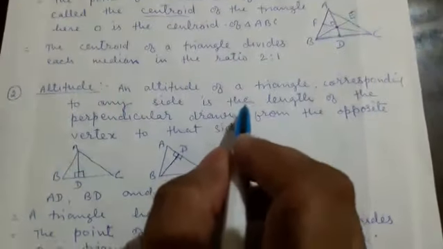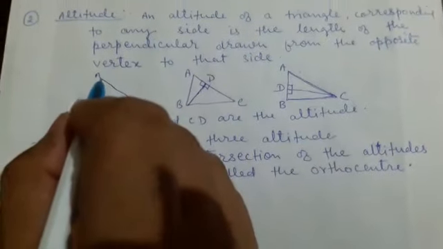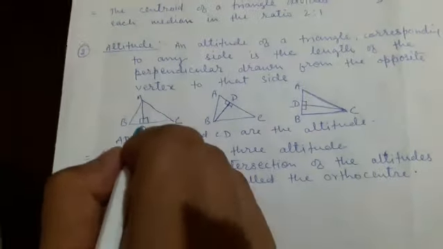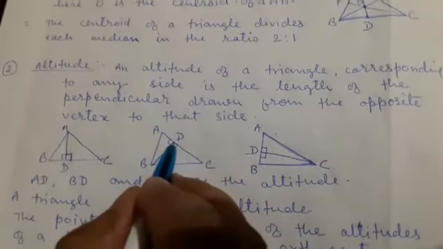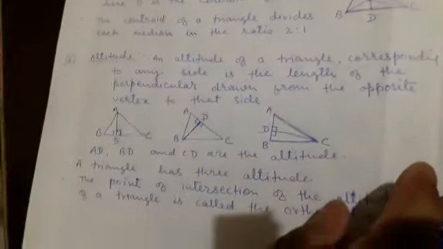Now next, altitude. An altitude of a triangle corresponding to any side is the length of the perpendicular drawn from the opposite vertex to that side. Here in triangle ABC, a perpendicular line is drawn from the vertex A on side BC. So this is a perpendicular line, therefore AD will be the altitude. Here BD will be the altitude because it is a perpendicular, a 90-degree angle it is forming. Similarly, CD will be altitude because it is a perpendicular on BC.